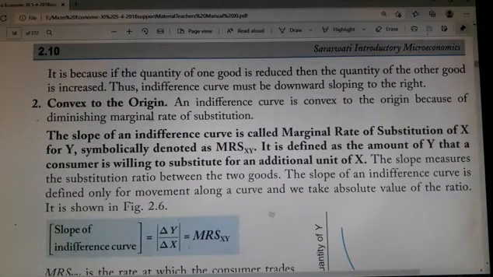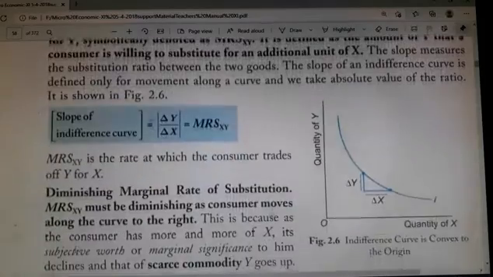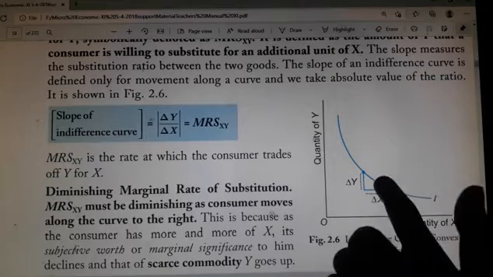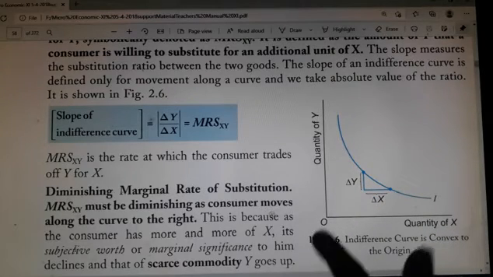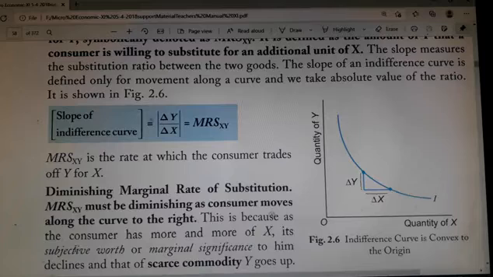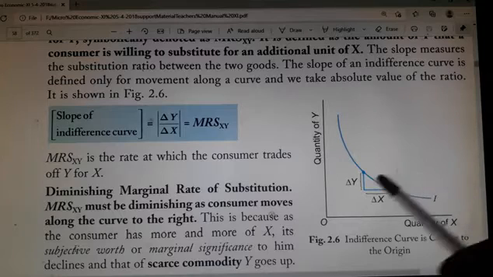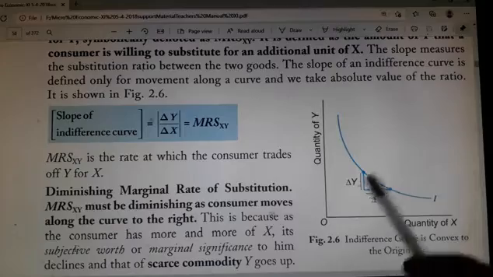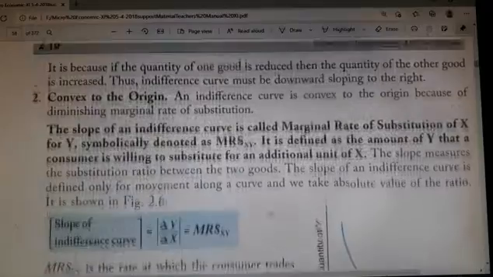Another is convex to the origin. We know there are two kinds of curve, one is convex and one is concave. Convex to the origin means you see it is a downward sloping curve, and at this point it is convex to the origin. This O is the origin. The curve is convex, so it is in this way. It is downward sloping from left to right and convex to the origin. If it was the other way around, it would be concave.